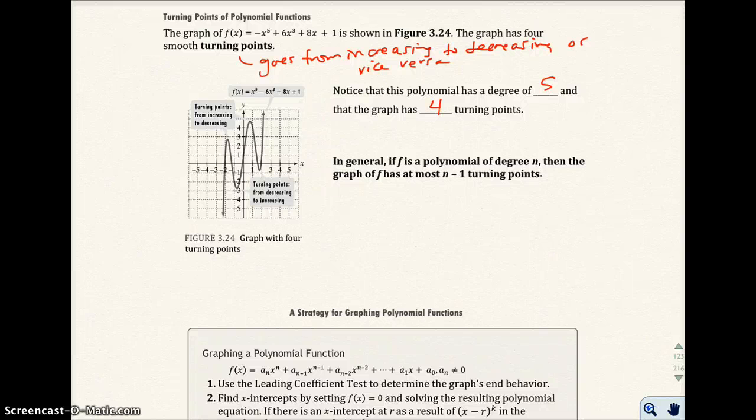Okay, so I ended the last video on talking about turning points, and I kind of rushed through it, so I want to emphasize that if you have a polynomial with a degree of a certain number, the graph has at most one less than that number of turning points. So here, this polynomial had a degree of 5, and it had 1, 2, 3, 4 turning points. So in general, if f is a polynomial of degree n, then the graph of f has at most n minus 1 turning points.